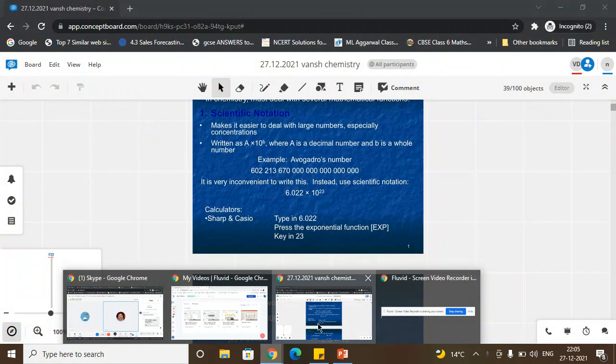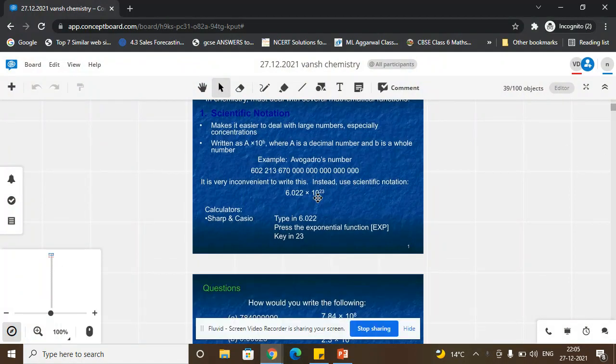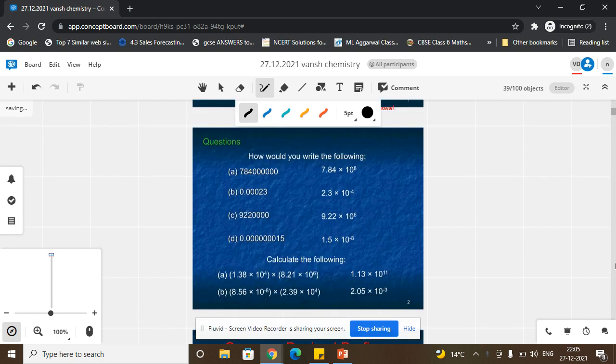Avogadro's number, just make sure that you write the power as 10 raised to the power of minus 23. So you write it in this scientific notation only. Fine. Next is, how do you write the following? Again, can you see how we write this in scientific notation? Is this clear? Standard form. The number should be like 7.84.